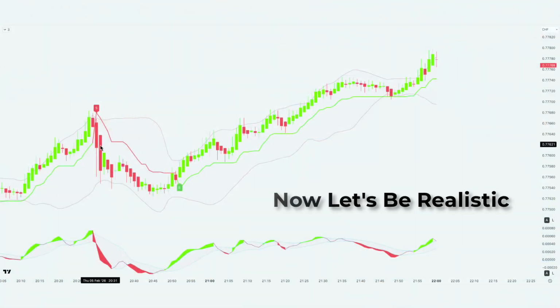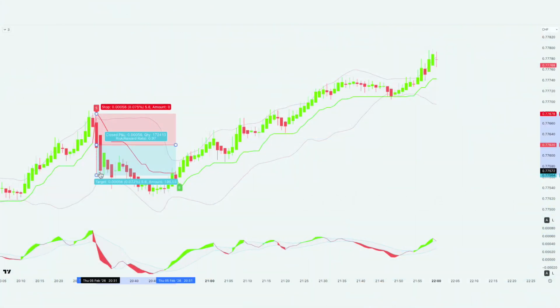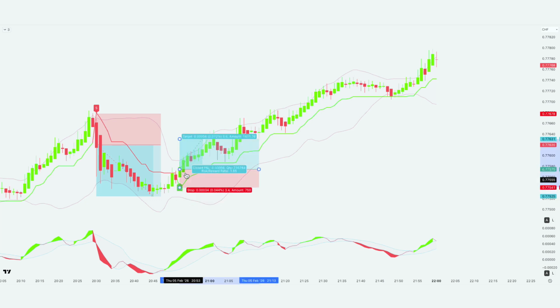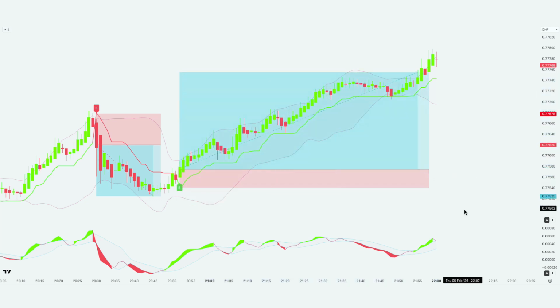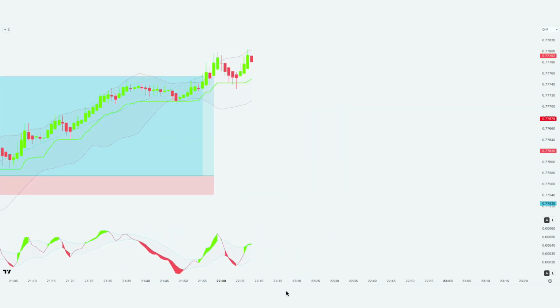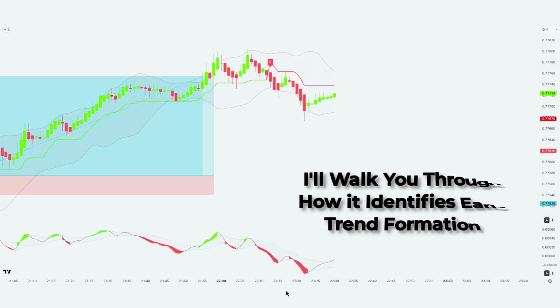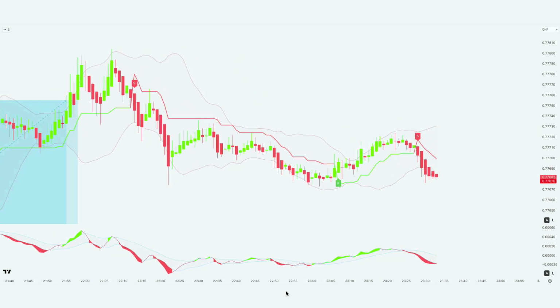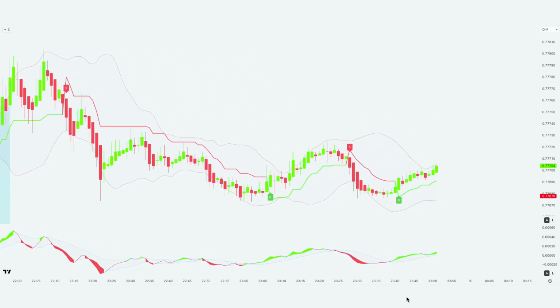Now let's be realistic. No tool predicts the future perfectly. But this indicator is designed to highlight when structure begins to shift and probability starts leaning in one direction. In this video, I'll walk you through how it identifies early trend formation, how to filter weak setups, and how to protect your capital with simple risk rules.